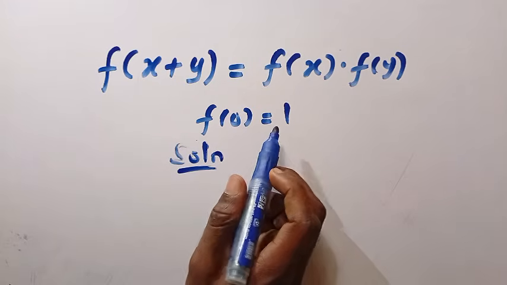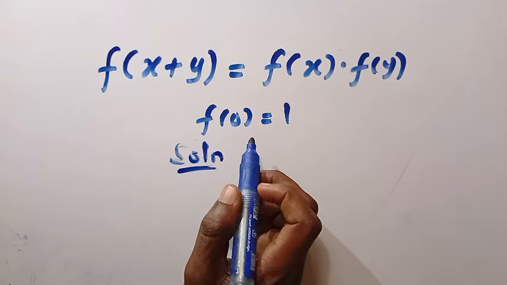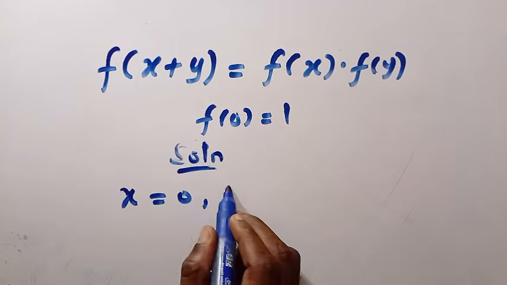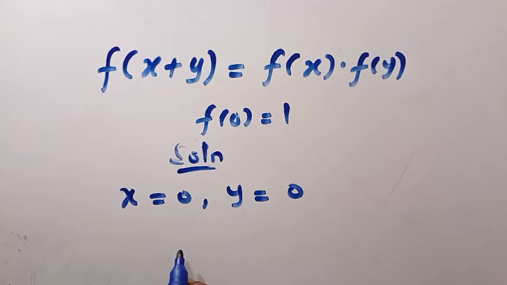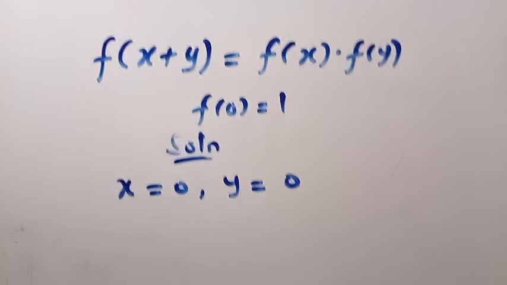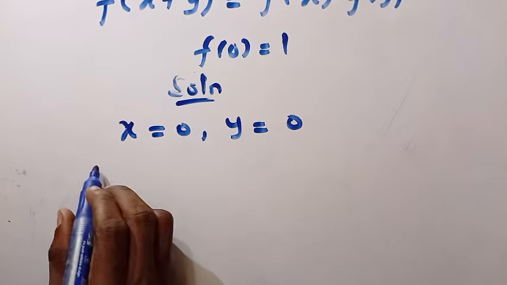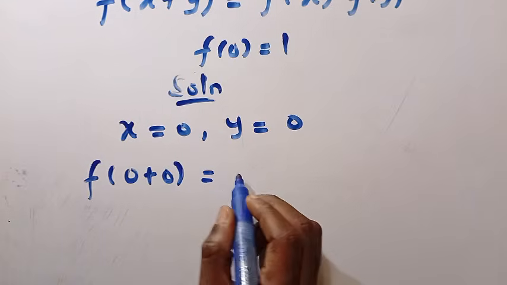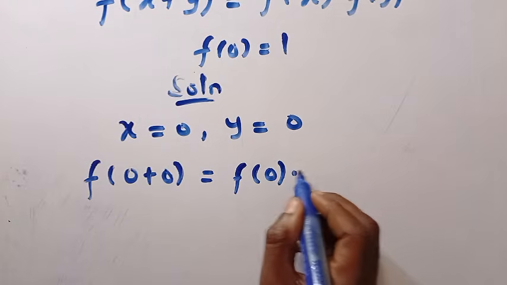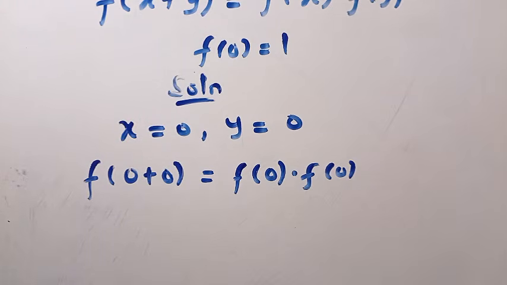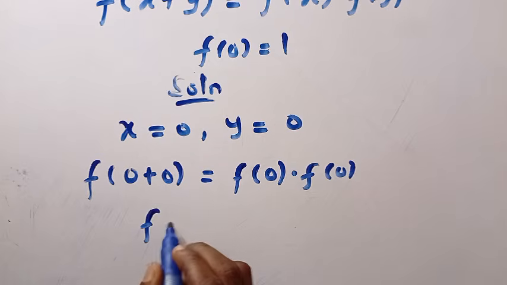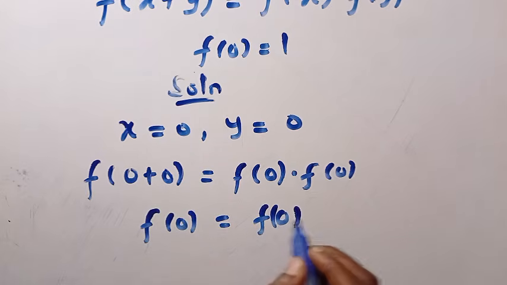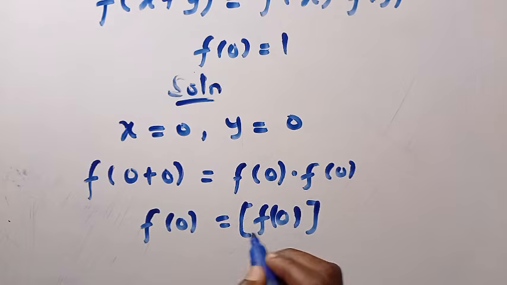Since we are given f of 0 equals 1, we have to derive this first. And to achieve that, we set x equals 0 and y equals 0 in the original equation. After setting this, we have f of 0 plus 0 equals f of 0 multiplied by f of 0. With this, we have f of 0 equals f of 0, all raised to the power of 2.